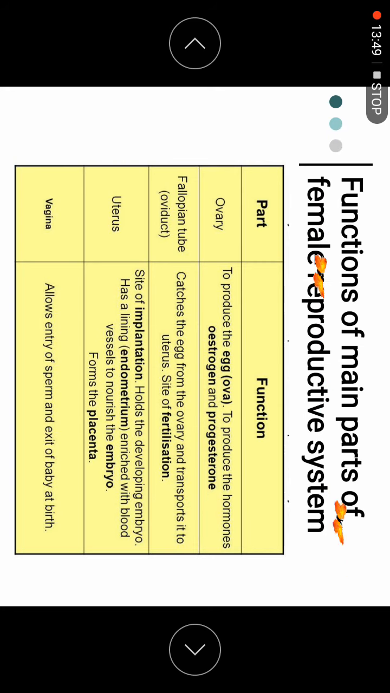Okay, then the fallopian tube is the site of fertilization. The uterus is the site of implantation, and it has this lining called the endometrium. So sometimes we refer to the uterus as the endometrium, but it's better for you to understand it's just a lining called the endometrium. Then from there you will form the placenta and so on. Then the vagina allows the entry of the sperm and the exit of the baby at birth.